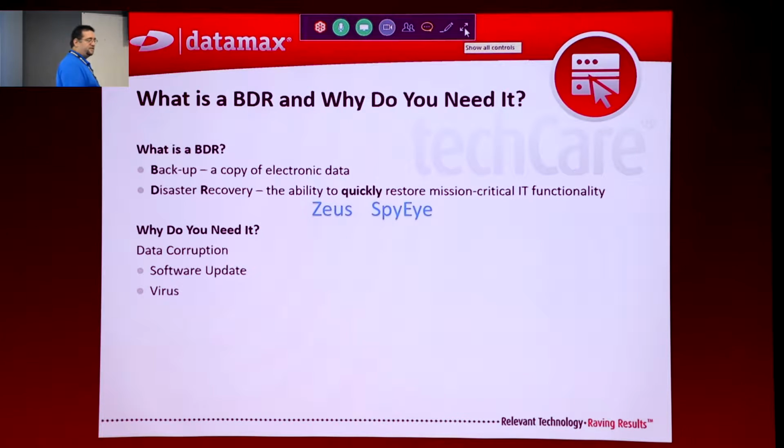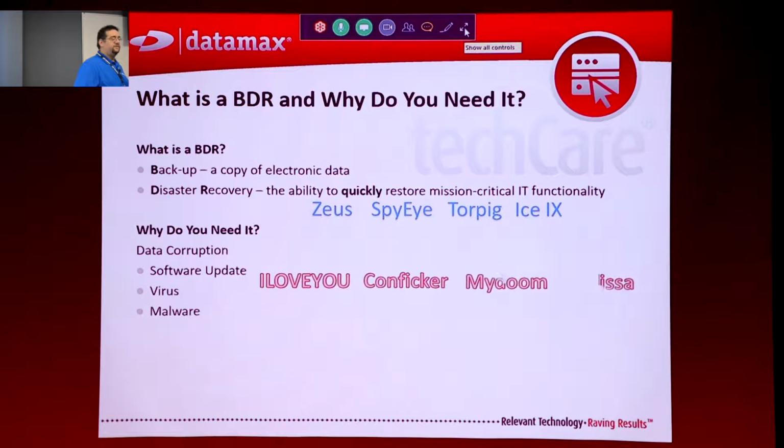Viruses. Maybe you've heard a few of these. These are viruses that have just been really, really bad viruses. We've got Zeus, SpyEye, Torpig, and IceIX. Viruses do a lot of different things on your computer, but more often than not, they corrupt data and cause corruption. There's also malware. Malware is typically malicious intent. It could do anything from going through and sending out emails on your behalf that you don't even know you're sending out. It can cause all kinds of other problems.